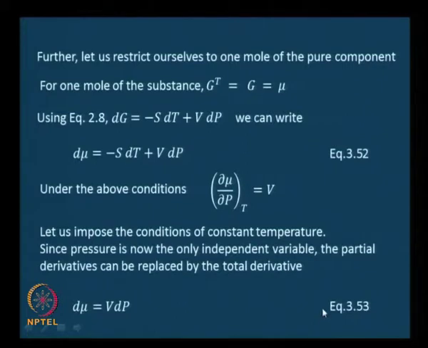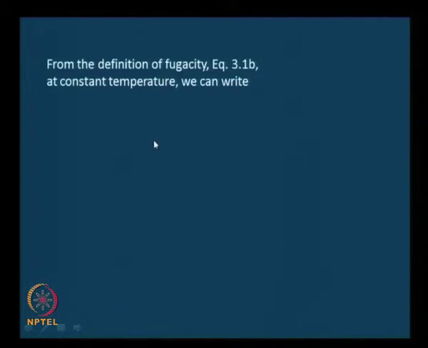Equation 353. Now, from the definition of fugacity, which is equation 3.1b earlier in this module, at constant temperature, we can write d mu equals RT d ln f. This comes directly from the definition of the fugacity itself. This is equation 354. If you have some level of confusion, just go ahead and look back at equation 3.1b, this will become very clear.